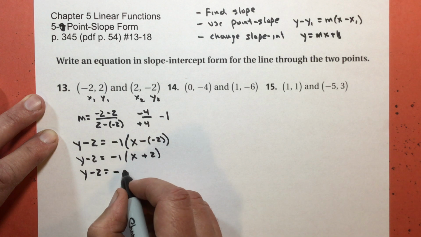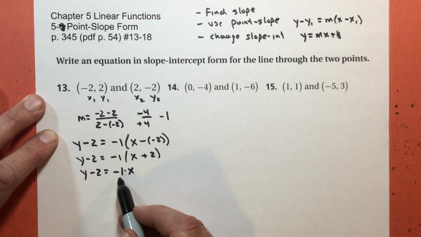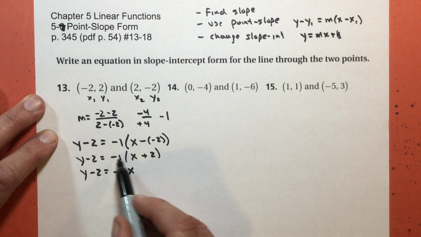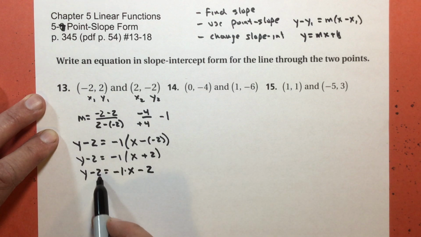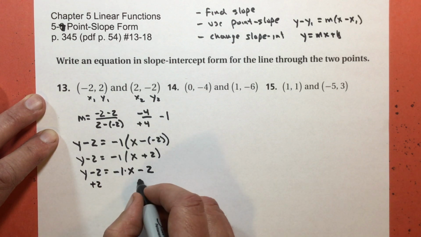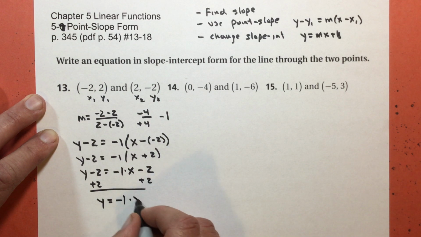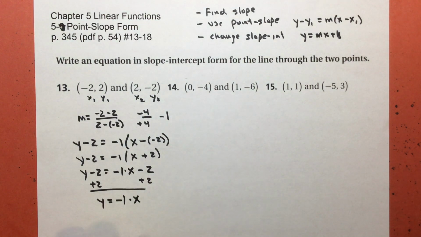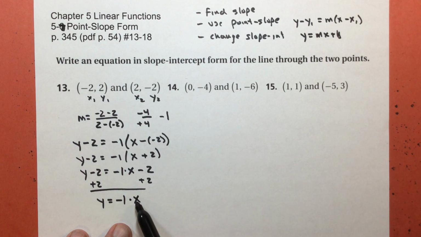-1 times x is -1x. You could also just say -x. I'm going to leave it in there so you can see the hidden stuff. -1 times 2 is -2. Finally, I need to do something with this. I'm going to add 2 to both sides, and I get y equals -1 times x. Now, you can check to see if this works for the other point by using 2 and -2. -1 times 2 equals -2, which is my y value. So I could have used the other point also.